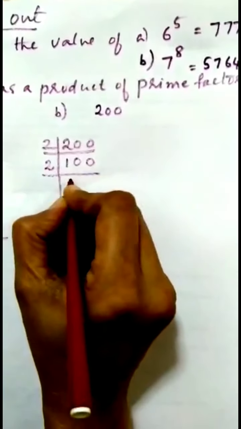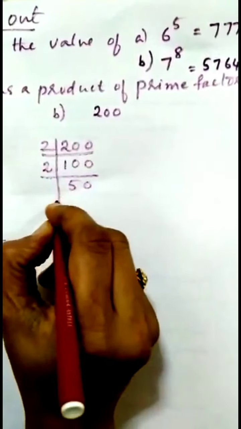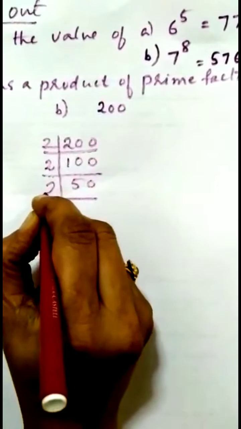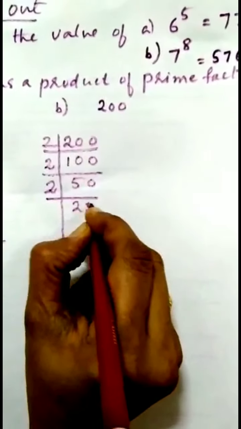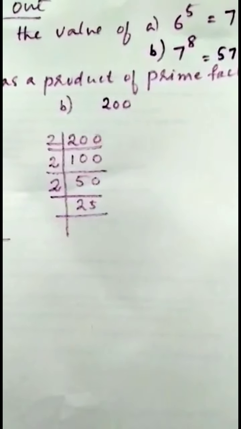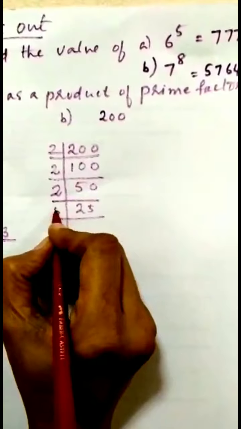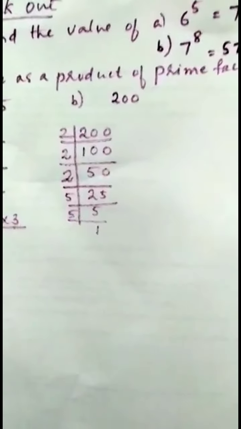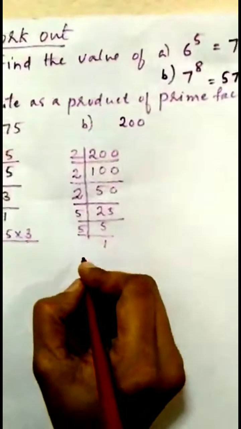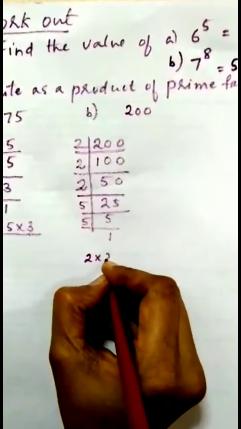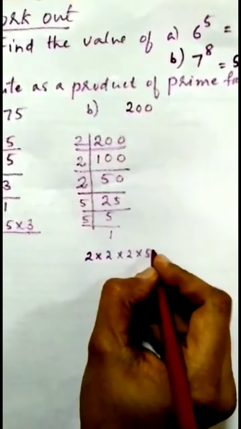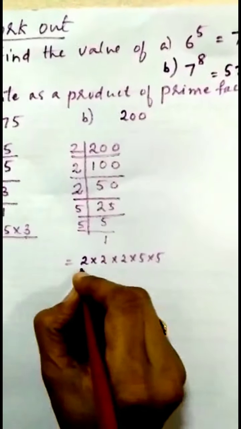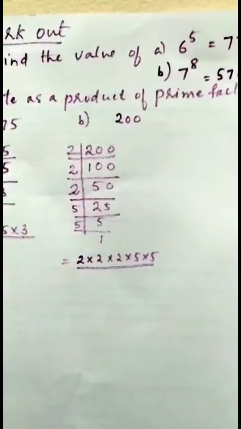Again by 2, half of 100 is 50. Again by 2, 25. 25 is not divisible by 2. The last number is 5, so it is by 5. The answer is 5. Again by 5, the last is 1. So what is the answer? 2 multiply 2 multiply 2 multiply 5 multiply 5 is the product of prime factors of 200.